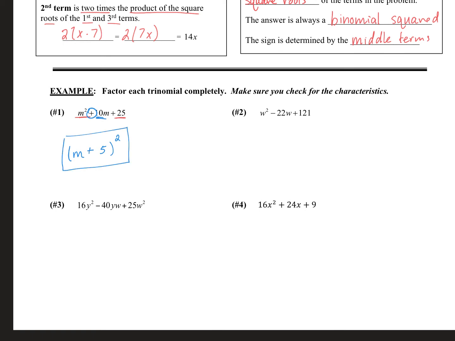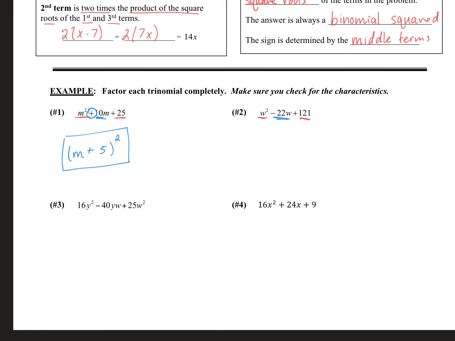So let's look at the second example. We have w squared minus 22w plus 121. Okay, so let's take a look at the first and the third term. All right, so w squared is a perfect square, and 121 is a perfect square. And if we take the square root of w squared and the square root of 121 and multiply them together, we're going to get 11w, okay? And 2 times that is 22w. Okay, so we do in fact have a perfect square trinomial here.